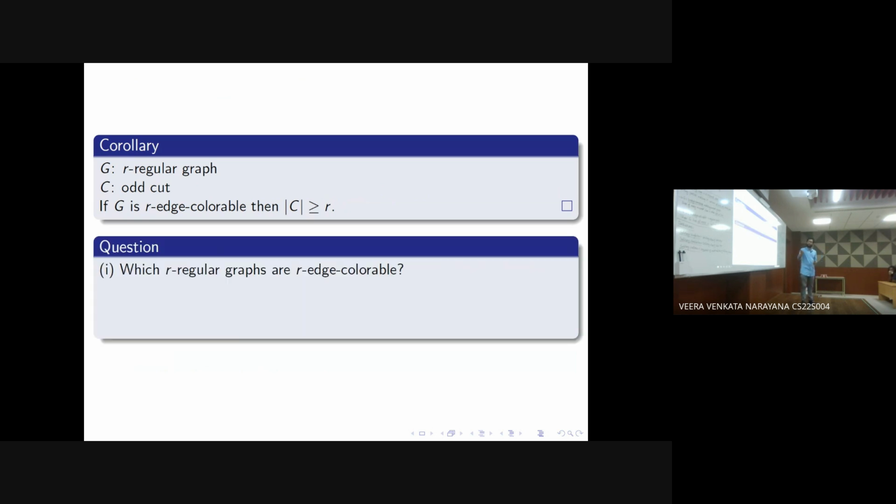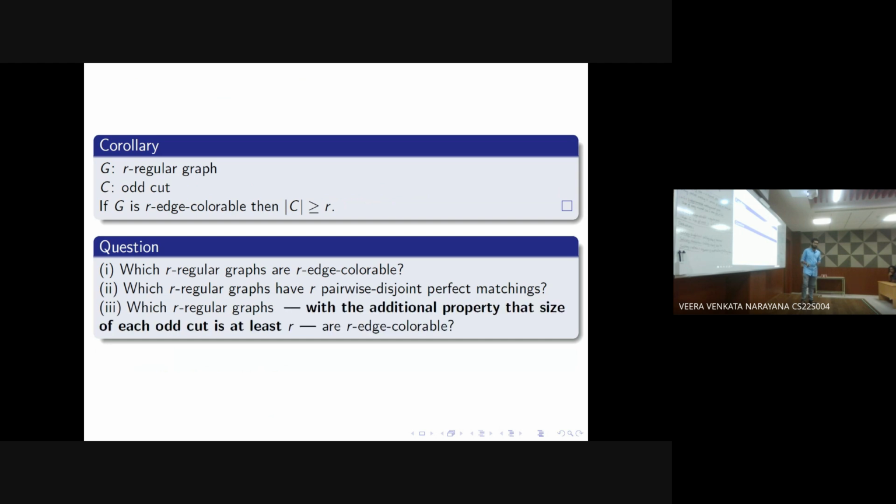So we started with this question just to understand the definition of R graphs, and we rephrased this question as follows. And now, because of this necessary condition, it's sufficient to focus on this question. Which are regular graphs with an additional property that size of each odd cut is at least r or r-edge-colorable? If this condition fails, then it directly implies it can't be r-edge-colorable. So therefore, we are naturally imposing this condition.